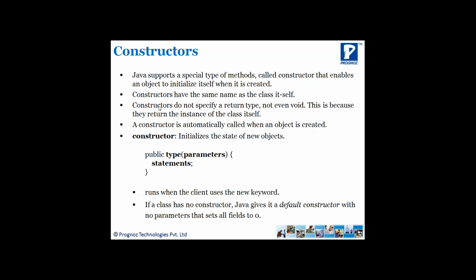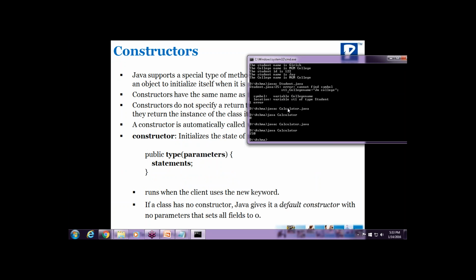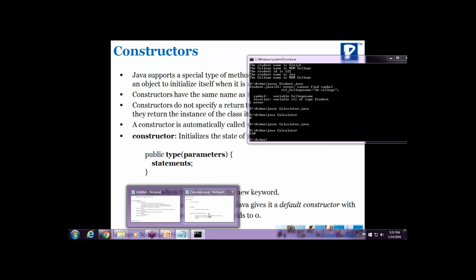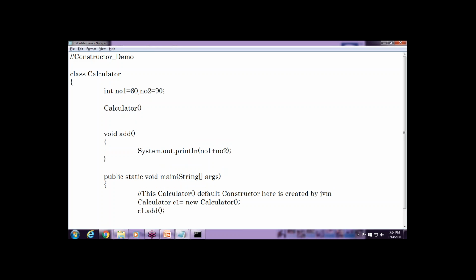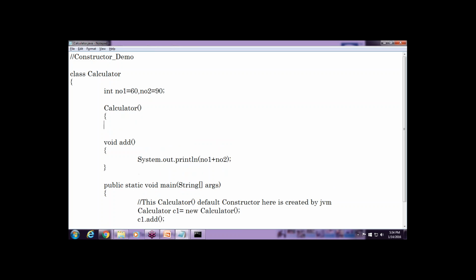A constructor has the same name as the class itself. It does not have a return type, not even void. Whenever we declare a method, we have a return type and a method name which is different from the class name. But a constructor must have the same name as the class name. It is like a special method.